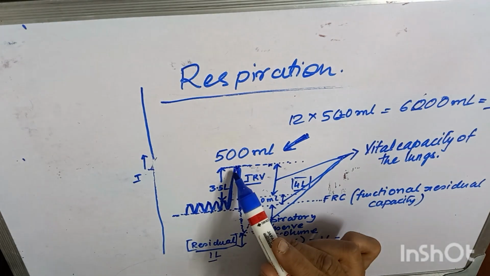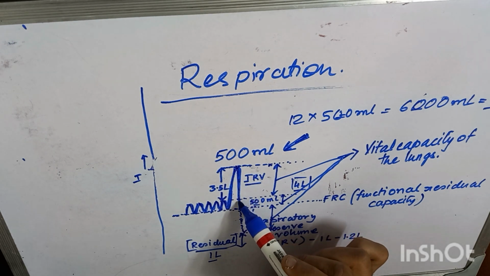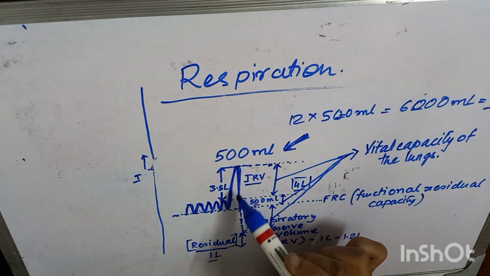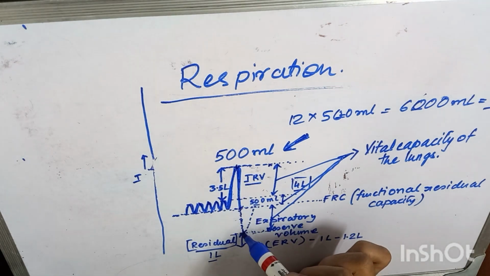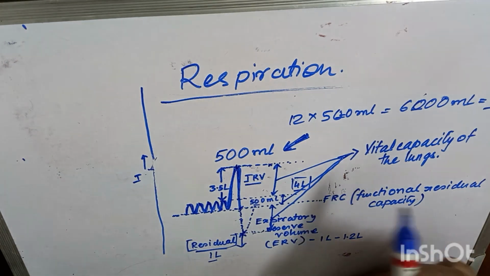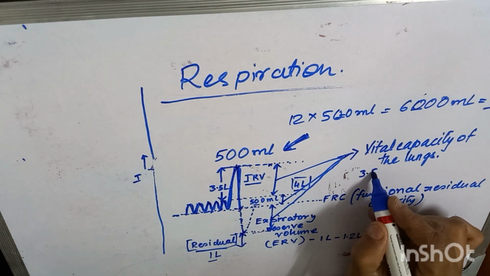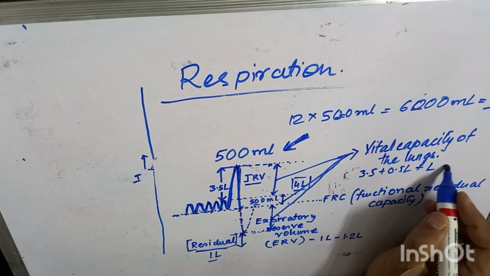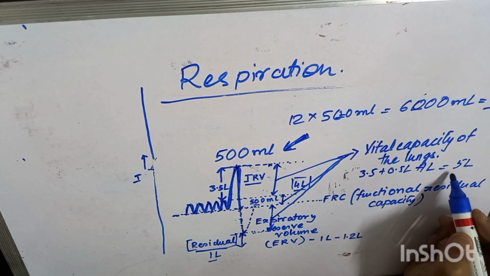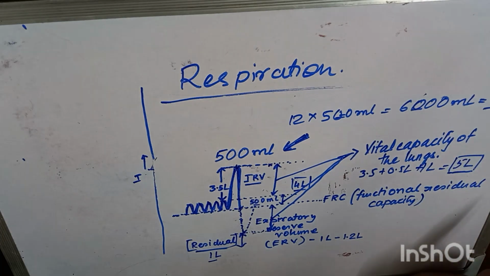So after a forceful inspiration, a forceful expiration will release all the air, and that is a measure of your vital capacity from here to here, which is around 5 liters: 3.5 plus 0.5 plus 1 liter. This amount of air is exchangeable, meaning that at our will we can put this amount of air inside our lung, and in a single breath we can put it out. So it is called vital capacity.